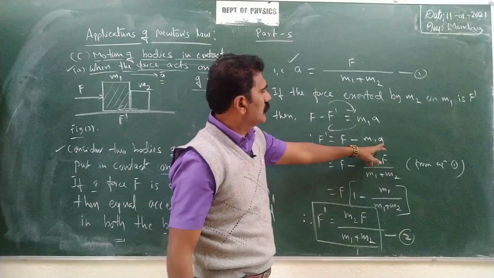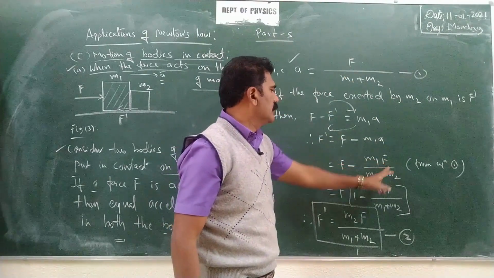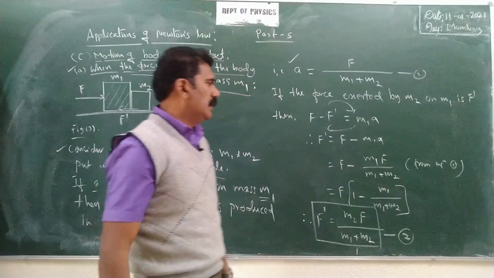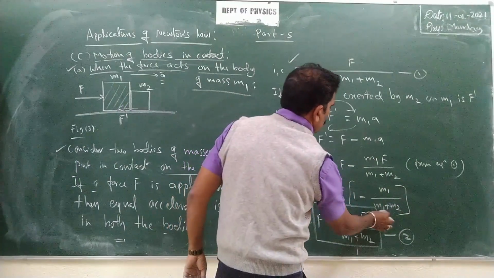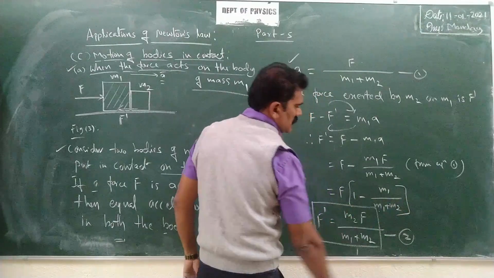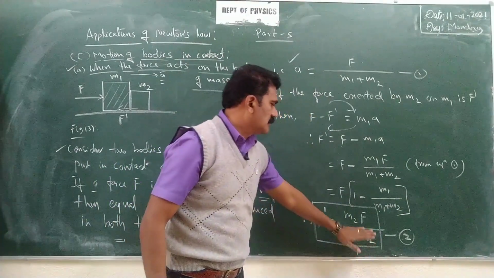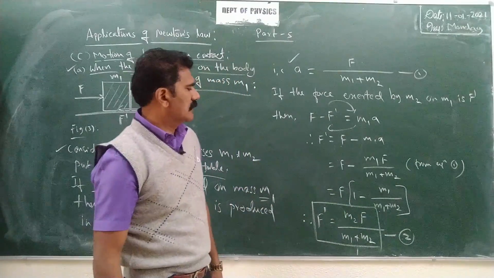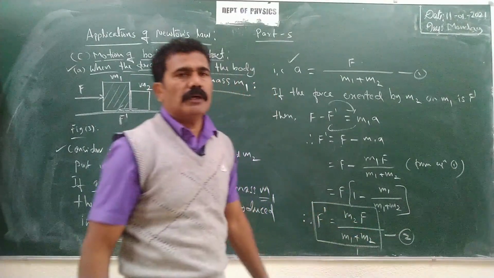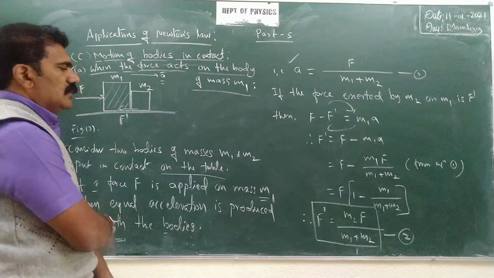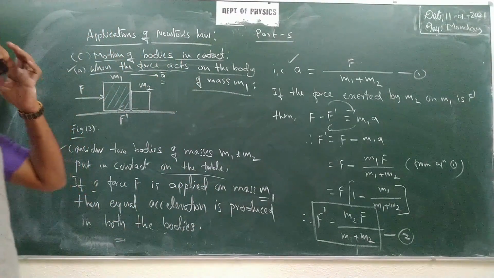Substitute the equation of A from equation 1, that gives M1 into F divided by M1 plus M2, and you take F common, then you will get 1 minus M1 by M1 plus M2. Take LCM M1 plus M2 and simplify, and you will get equation 2, that is F dash is equal to M2 into F by M1 plus M2. Okay, the opposing force to the motion. Clear?